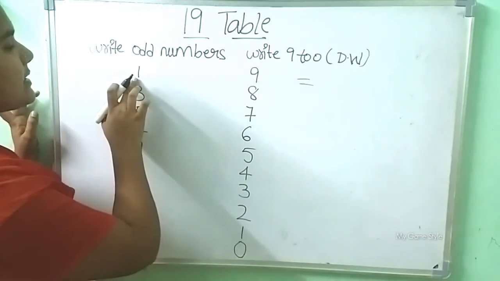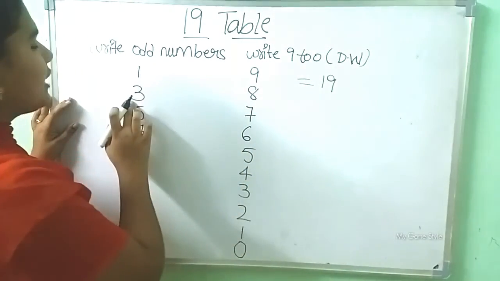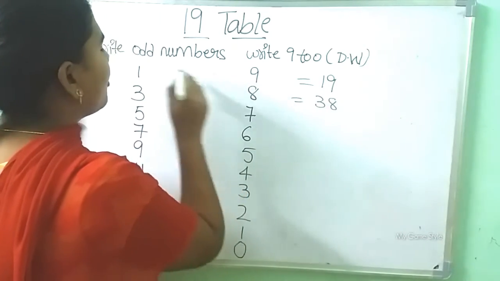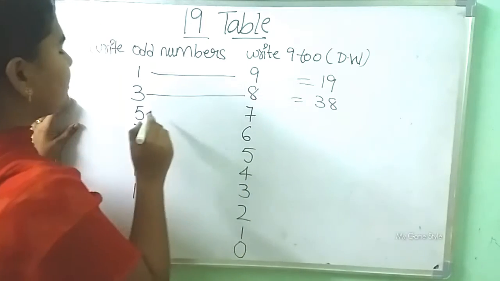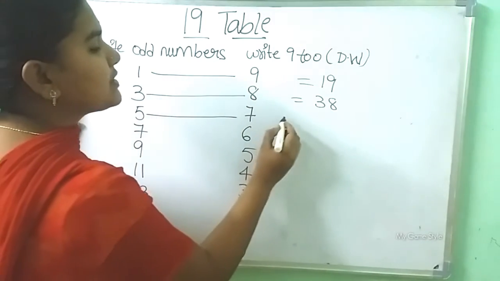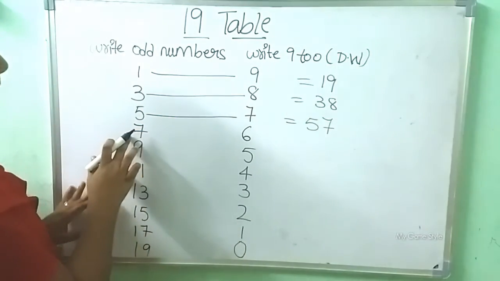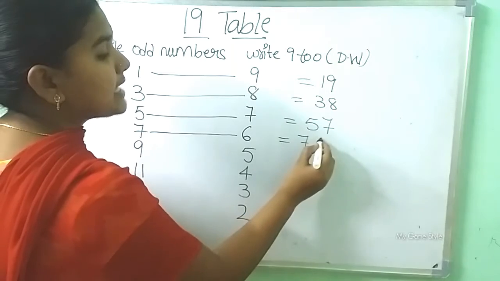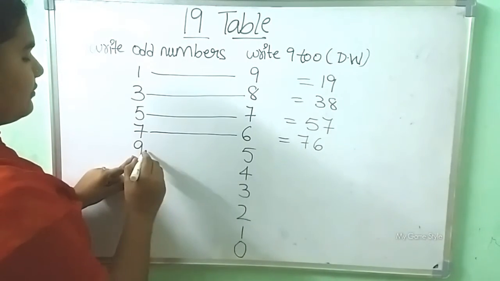Now tell me, what is this? 1, 9, 19. After that, 3, 8, 38. After that, 5, 7, 57. Next, 7, 6, 76. Next, 9, 5, 95.